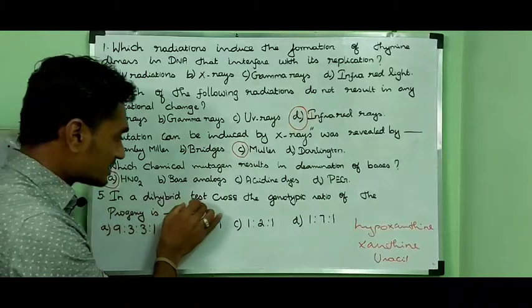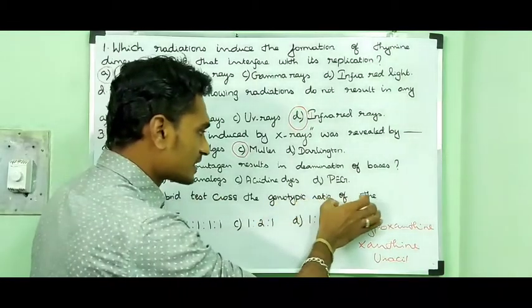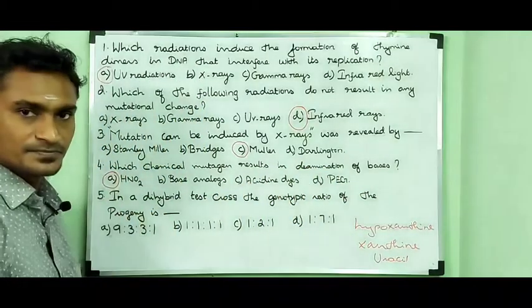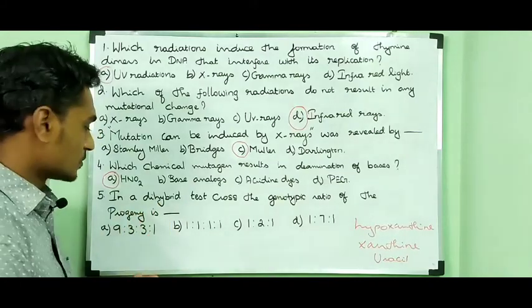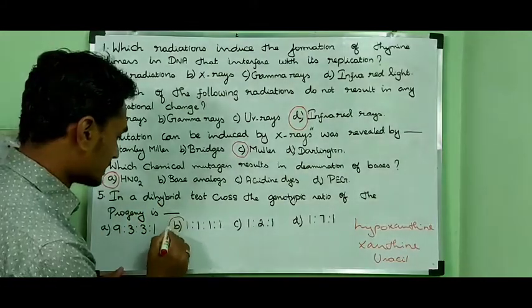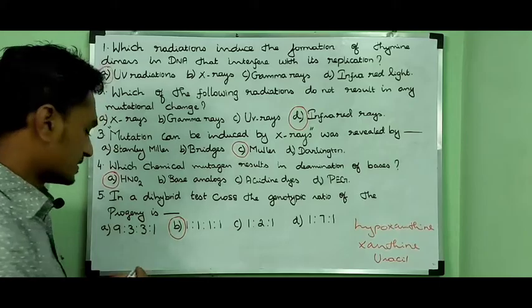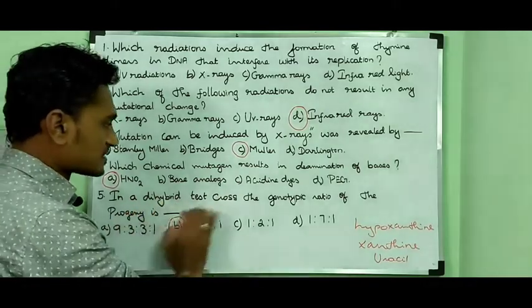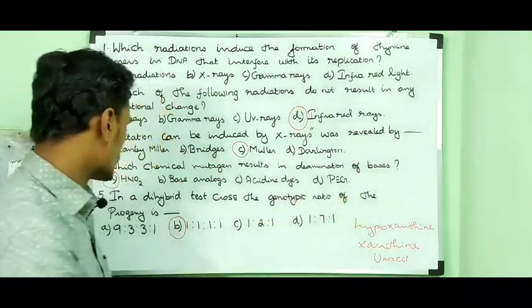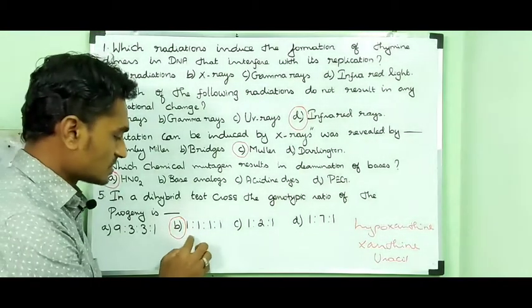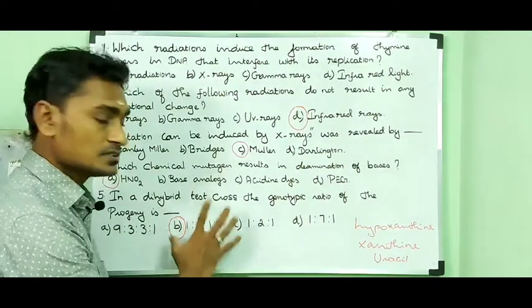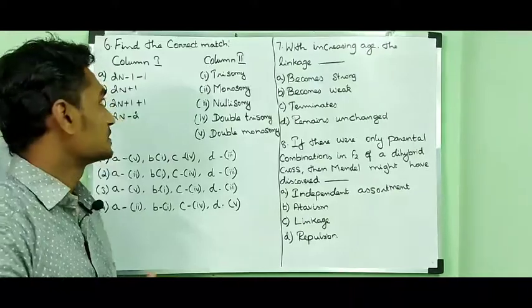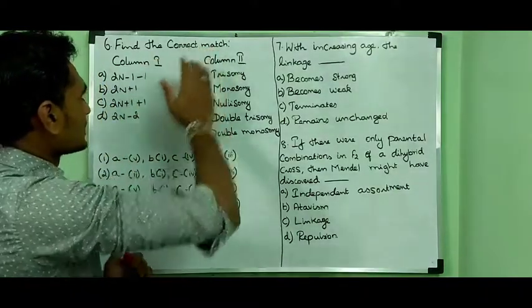The fifth question: in a dihybrid test cross, the genotypic ratio of the progeny is, it is a direct question. Option B is the right answer: 1:1:1:1.